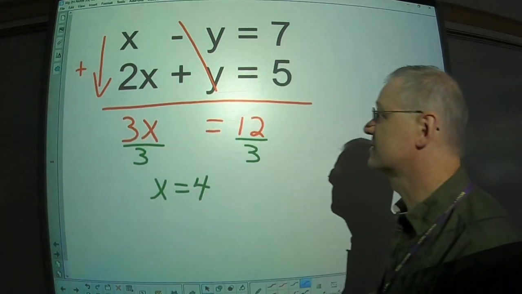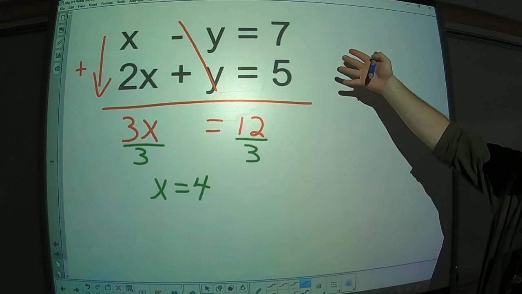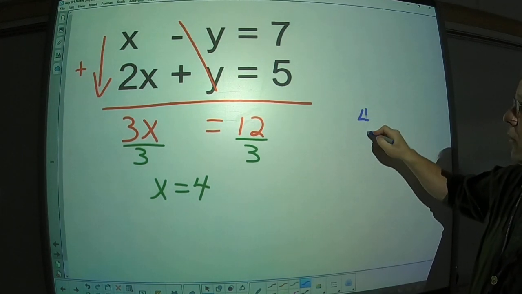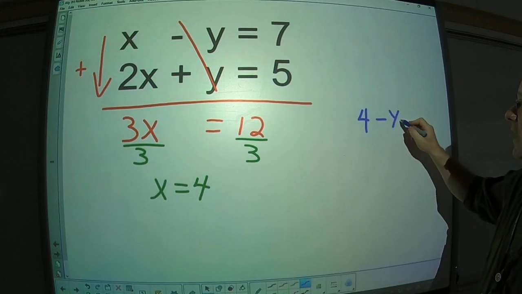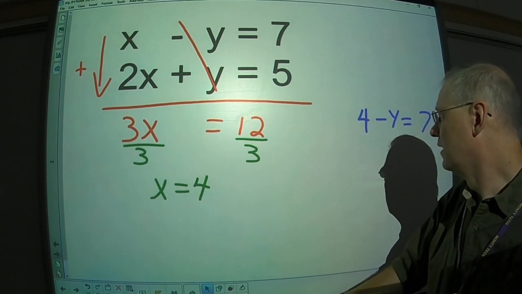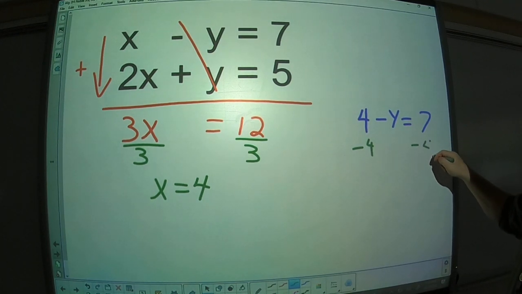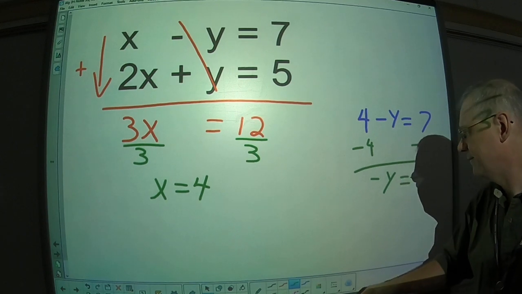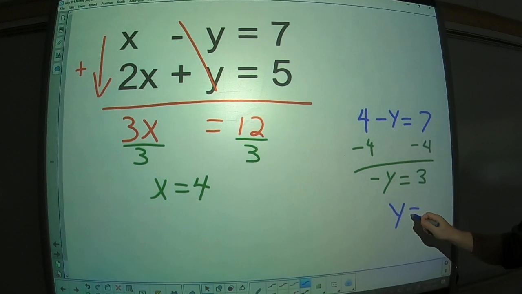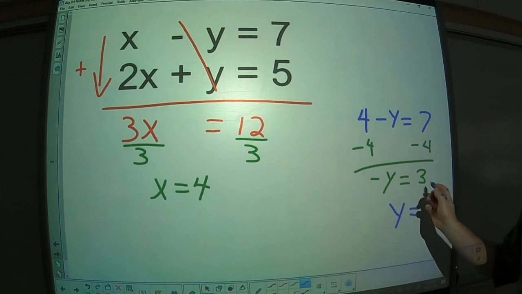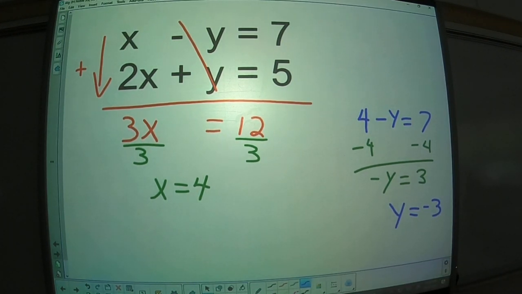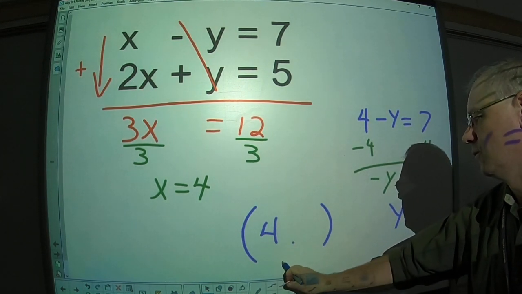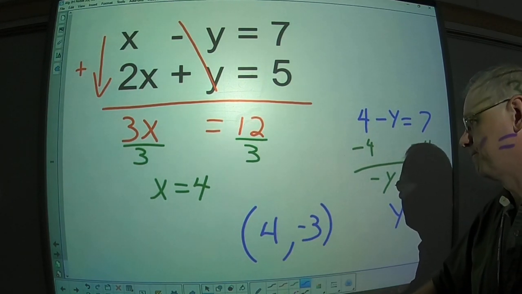This is step 3, solve for the variable that's remaining. And once I know that x is 4, I can go back up to either equation. In this case, I'll probably do the first equation. And 4, instead of x, minus y equals 7. I'm going to subtract 4. Negative y equals 3. So that means y, positive y, equals negative 3. Or multiply or divide both sides by a negative 1. So my final answer here, x is 4, y is negative 3.